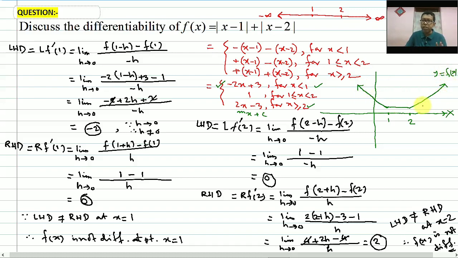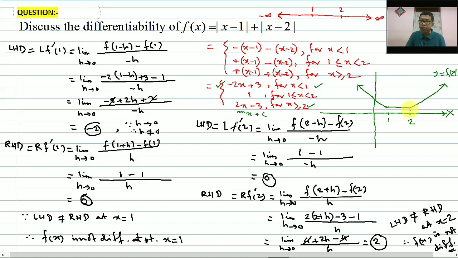Now last day we discussed, if you find a corner in a graph, then at the corners the function will not be differentiable. In the other parts the function may be differentiable, but at any corner the function is not differentiable. So you find that there are two corners in the graph, at the point x is equal to 1 and the other at x is equal to 2. At x is equal to 1 the function is not differentiable because the graph creates a corner. Also at x is equal to 2, the graph creates a corner.